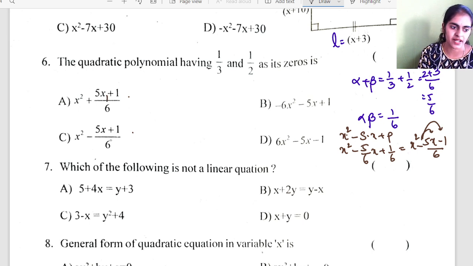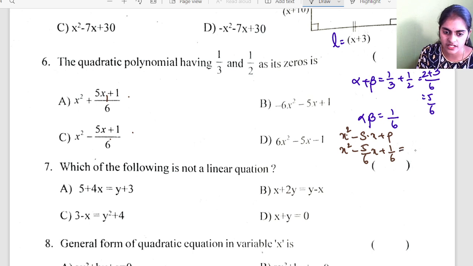Now, this option is not matching. These two are not matching. So let me take LCM completely. What happens if I completely take LCM? Since those options are not matching, let's completely take LCM and see. So this will be equal to 6x square minus 5x plus 1. 6x square minus 5x plus 1. So is there any option matching here? Minus 6x square minus 5x plus 1. 6x square minus 5x minus 1 you have.